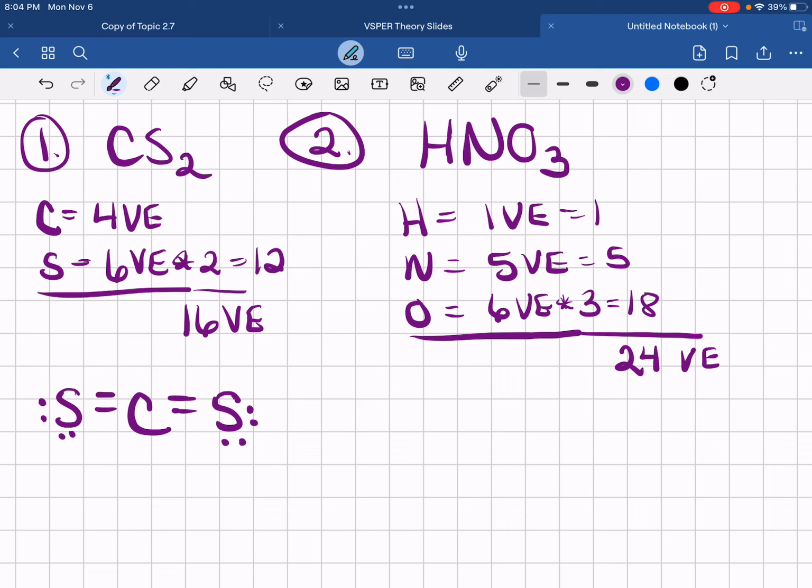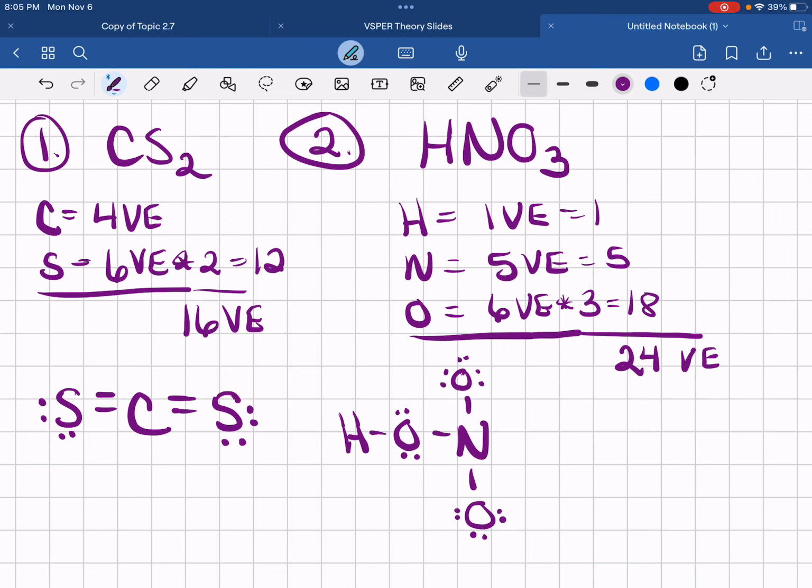Now, this one's a little bit more complicated to know how to put our atoms, but we're going to arrange it so our nitrogen is in the middle. So we're going to have a nitrogen attached to an oxygen, oxygen, oxygen, and then we're going to have the hydrogen coming off of one of the oxygens. Okay, so it's a little different than what you would have expected. So we're going to go, and we've used 2, 4, 6, 8, 10, 12, 14, 16, 18, 20, 22, 24.